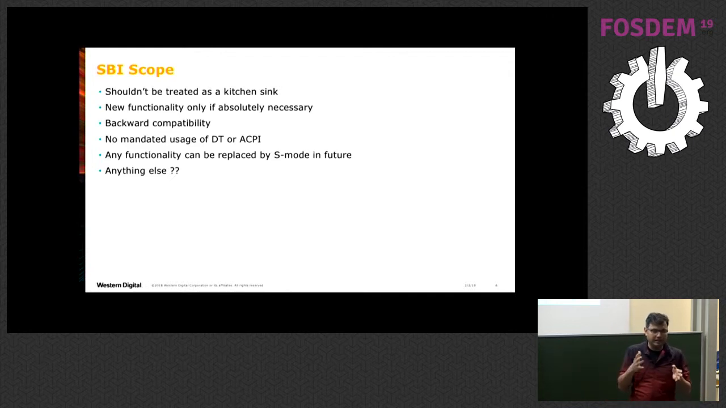Whatever functionality they suggest, if it is absolutely necessary, then only it should be implemented in SBI without breaking the backward compatibility. So backward compatibility is absolutely necessary. We do not want to have something that's not going to, let's say, work in the previous version. And we all agree that we see that there is a future where RISC-V can be the ubiquitous ISA among all the devices. So no mandated usage should be there of, let's say, DT-specific implementation or ACPI-specific implementation. It's open to adopt anything, and we probably want to keep it that way.